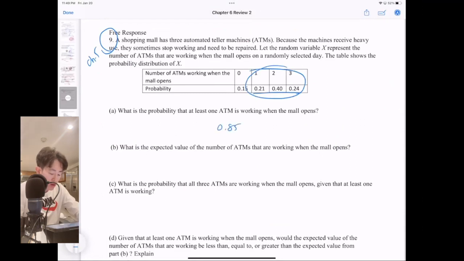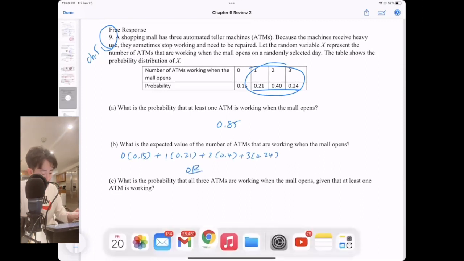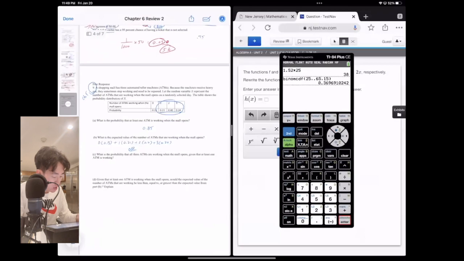What is the expected value of the number of ATMs that are working when the mall opens? So you can do 0 times 0.15 plus 1 times 0.21 plus 2 times 0.4 plus 3 times 0.24. Or you can type this into your calculator. Absolutely. So stat edit. So 0, 1, 2, 3.